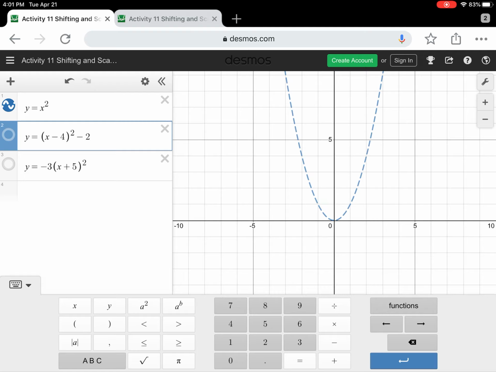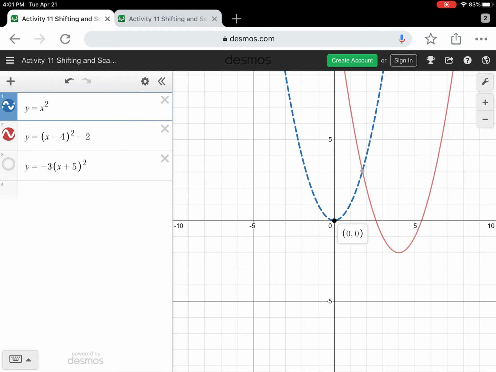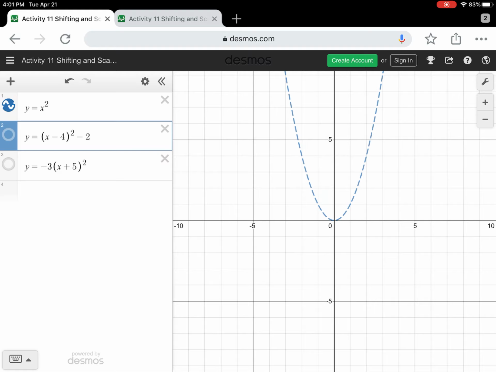The -2 is going to move it. Do you think it's going to move it up or down? It's outside of the parentheses, so you have to follow your gut here. You're going to go down 2. The only one that doesn't follow what you think is the one inside the parentheses. So instead of starting at (0, 0), you're starting at (4, -2). That's where your vertex is.